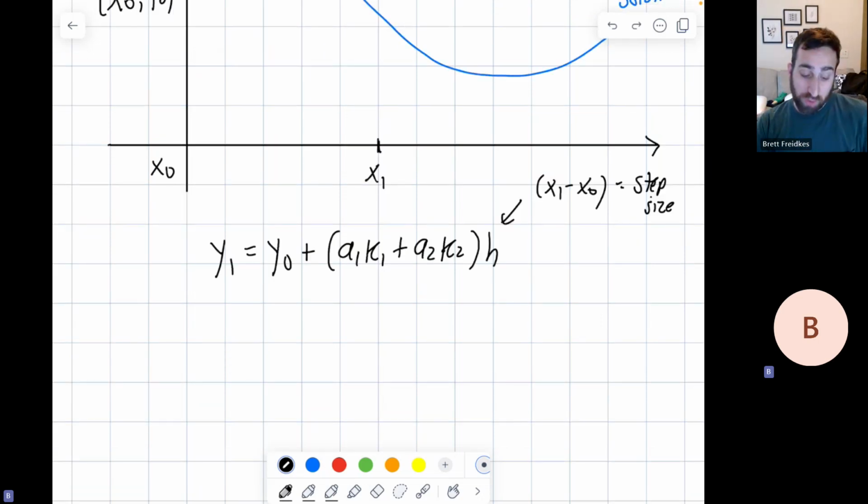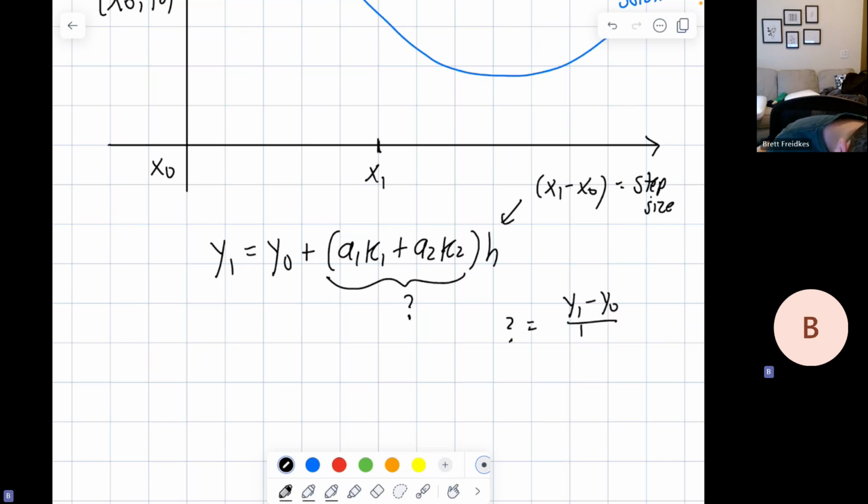Now, what's interesting is that if you were to solve for this thing, this weird thing, you would get that this weird thing, put as a question mark, literally, why not? This is y1 minus y naught over h, which is x1 minus x naught, which is y1 minus y naught over x1 minus x naught. So this thing is kind of like a slope.